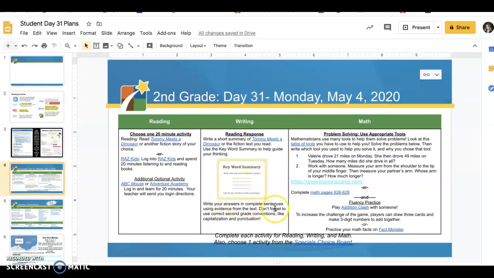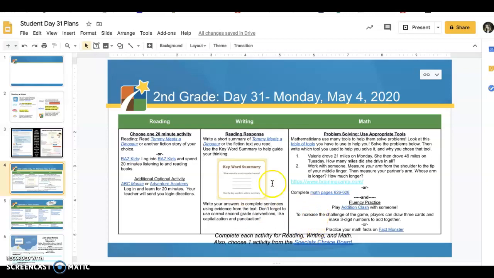Write your answers in complete sentences and using evidence from the text. Don't just say your character had a problem. Really be specific and give evidence from the text of what actually did happen. What was the problem? What happened? And then, of course, don't forget to use second grade conventions like capitalization and punctuation. I would say at least 4 to 5 sentences would be appropriate for you guys.